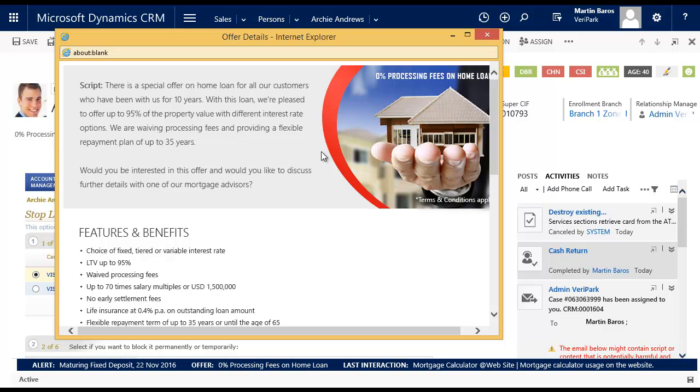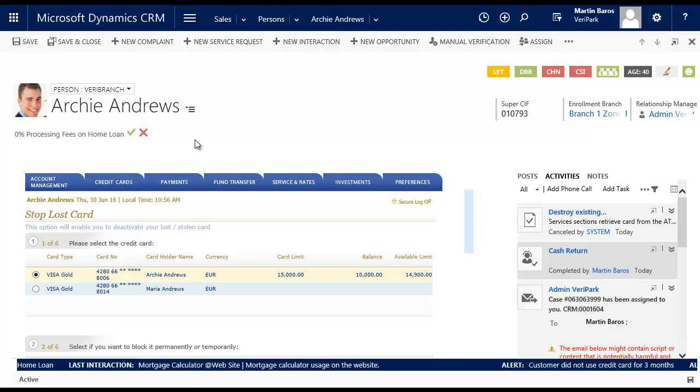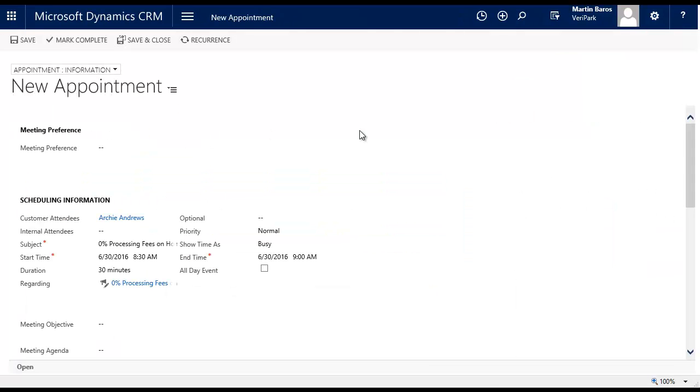The agent reads out the script and tells the customer that there is a special offer on home loans with waived processing fees. He also tells the customer that a meeting with a mortgage advisor can be set up to discuss the offer details. Customer accepts the suggestion and agent proceeds with booking an appointment.